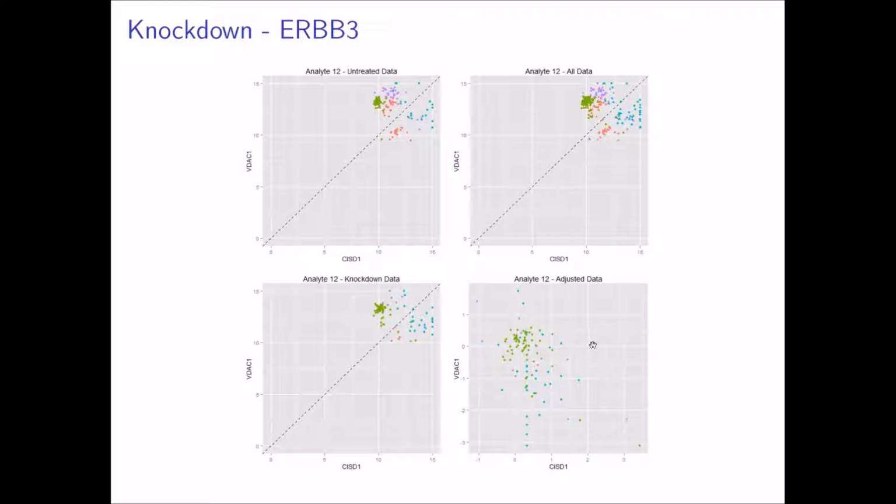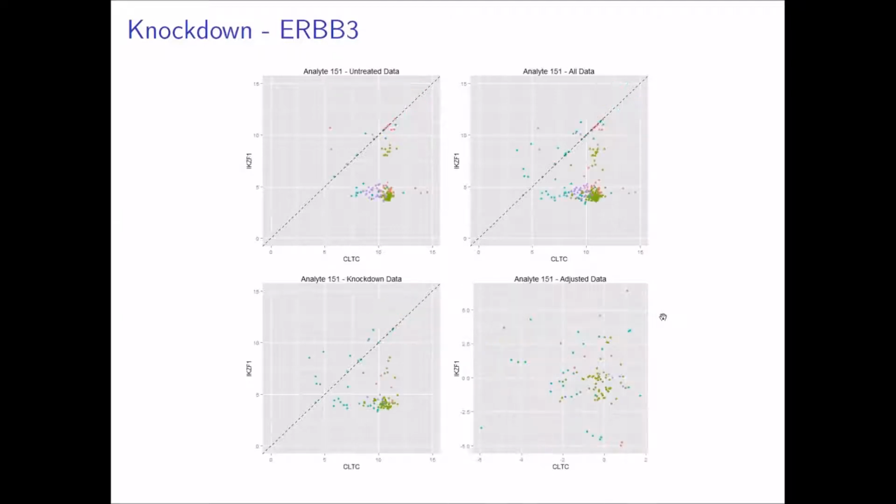The lower right is once it's adjusted for the plate untreated data. The 0, 0 point is right here. You see that there's a cloud kind of centered around there. Looks like perhaps this blue batch has more variation than some of the others, but that's kind of what we'd expect. There's no clustering going on here.